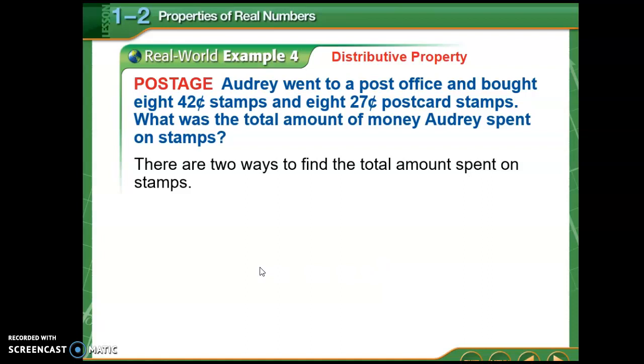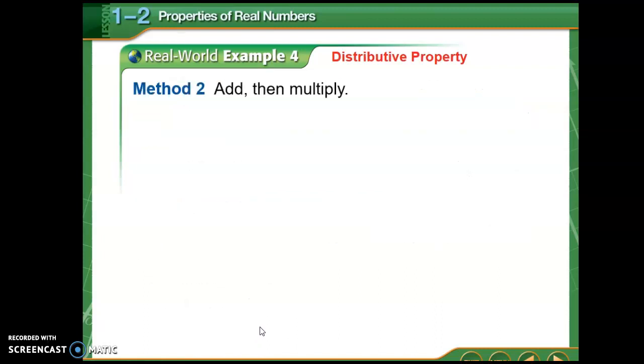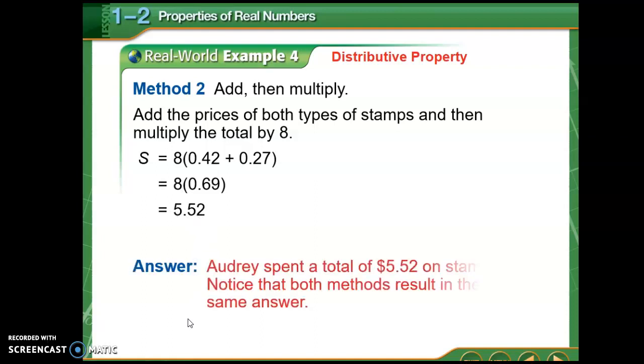Alright, so there are two ways to find the total amount spent. So you can use the first method, multiply the number of stamps by the price. So you will get 8 times 0.42 plus 8 times 0.27. You multiply, then add. And you will get an answer of $5.52. And then method number 2, add, then multiply. So add the pieces of both types of stamps and then multiply the total by 8. So 0.42 plus 0.27 added together, you get 0.69, then multiply by the number of stamps. And you get 5.52. So Audrey spent a total of $5.52 on stamps. So you have noticed that both methods result in the same answer.